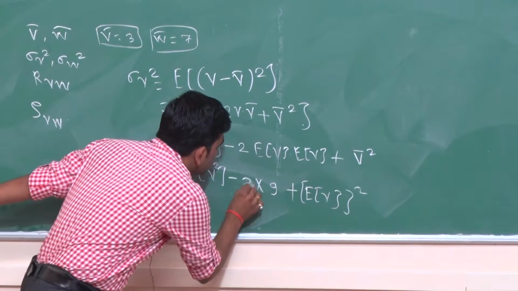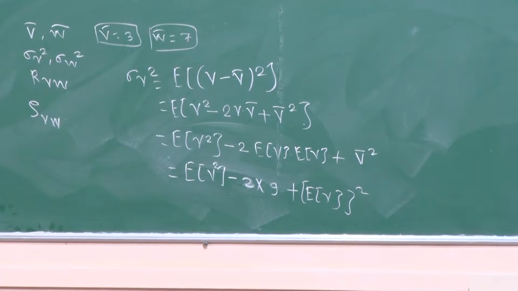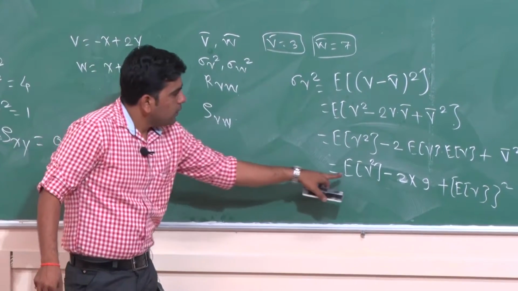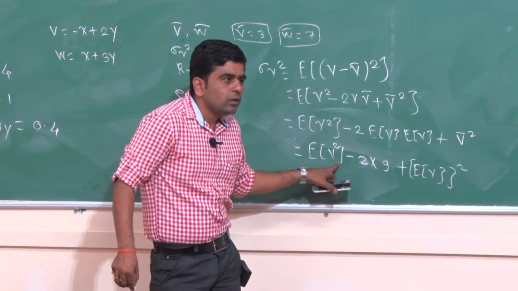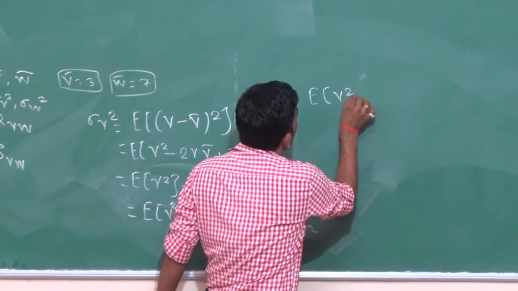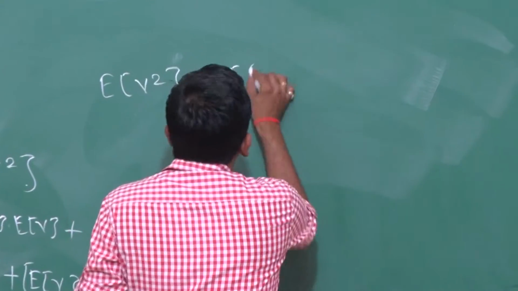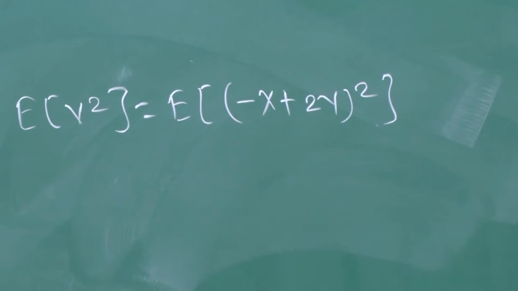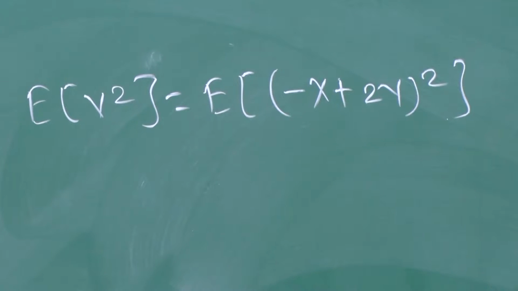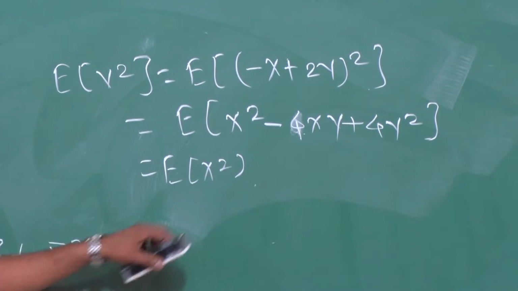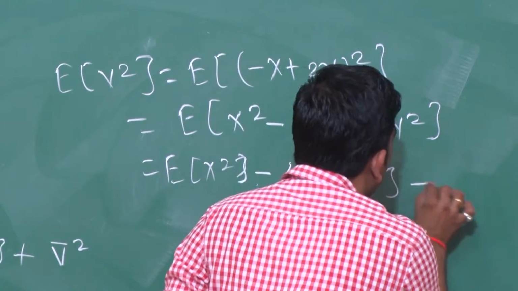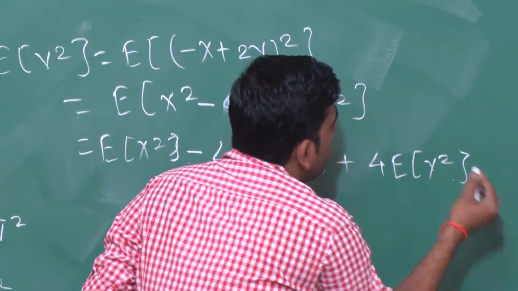Then here we know v bar, the mean value of v. The unknown quantity is expected value of v square. So for this case we have to calculate this expected value of v square, that is equal to expected value of (minus x plus 2y) square. Just solve this one. Expected value of (minus x plus 2y) square. Square it: x square minus 4xy plus 4y square. Expected value of x square minus 4 into expected value of xy plus 4 into expected value of y square.